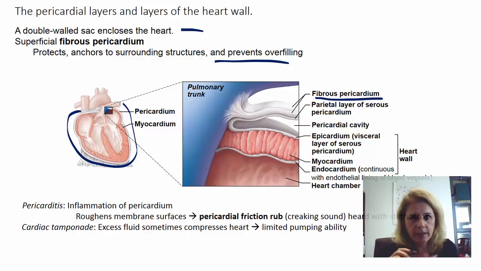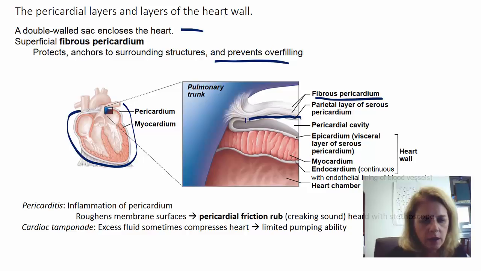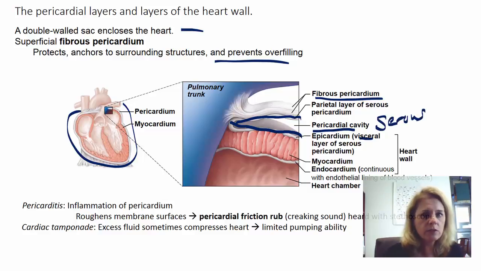Just deep to that, you see the visceral and parietal layers that we talked about earlier in our first anatomy course. So you have the parietal layer of the serous pericardium. You have the visceral layer of the pericardium, and in between you have the pericardial cavity, and that's where the serous fluid is. Now, the visceral layer is also called the epicardium.